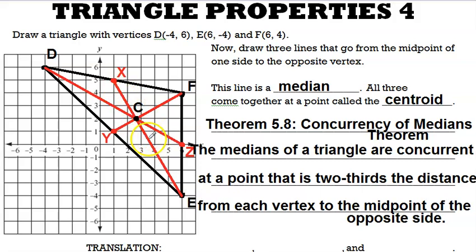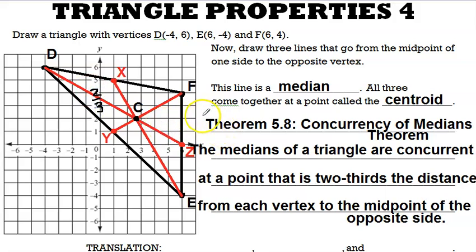Well, it turns out it's actually twice as long. This is 2/3 of the whole thing, and this is 1/3 of the whole thing. And that works for every median every single time. So if we looked at another one here, this would be 2/3 of the entire length, and this would be 1/3 of the entire length. One more time, you could go over here and say this is 2/3 of the whole thing, and this is 1/3 of the whole thing.